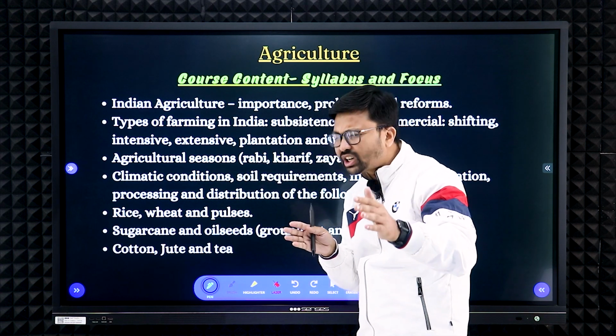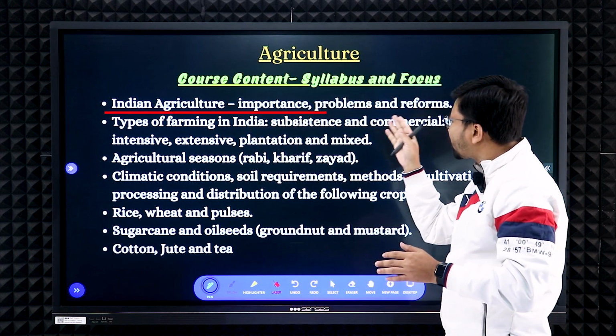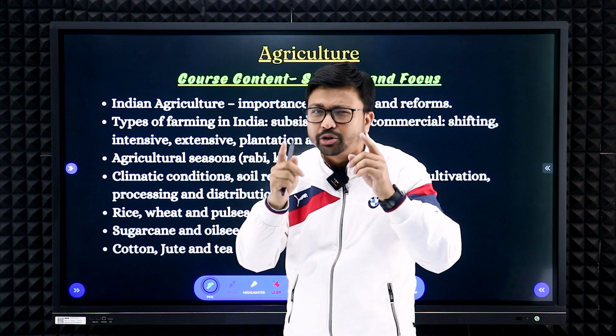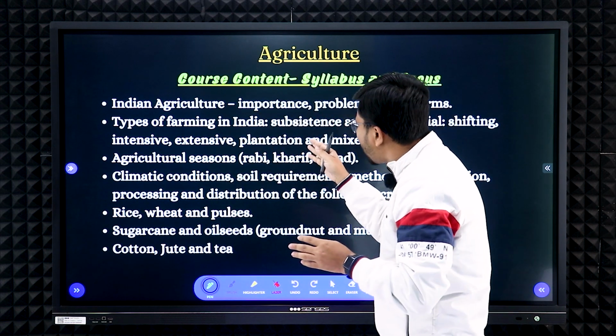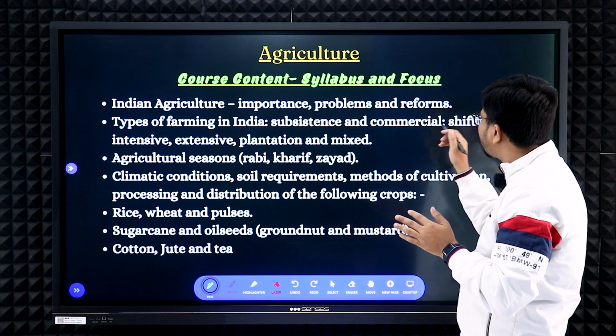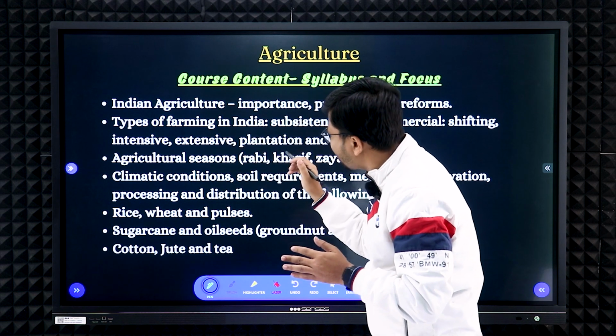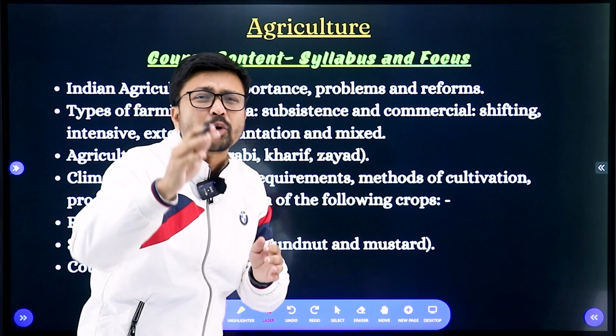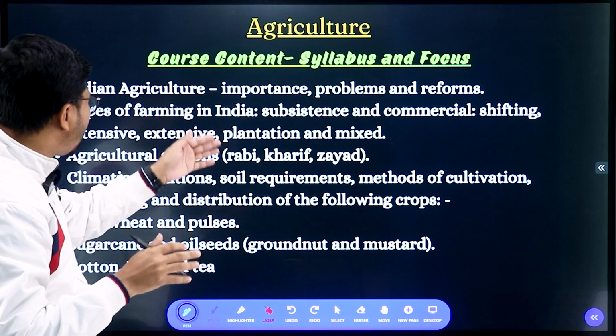What are the things you need to study first? That is Indian agriculture, important problems and reforms. That is basically the characteristics of Indian agriculture you need to focus on here. Next, types of farming. Here different types of farming are there, that is subsistence farming, commercial farming, shifting, intensive, extensive, plantation and mixed farming. Those are the things you need to focus on.